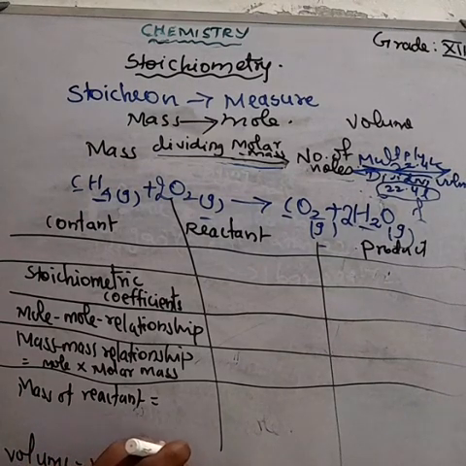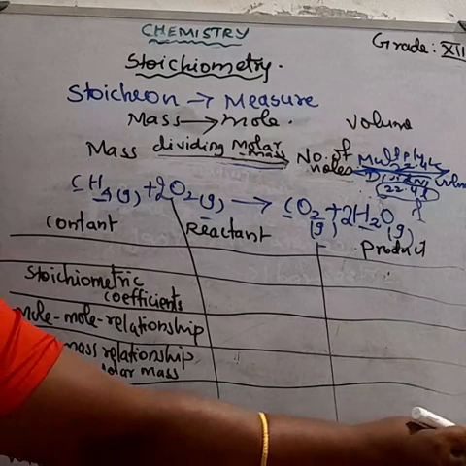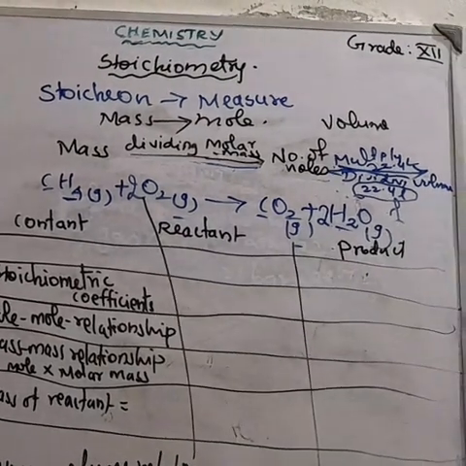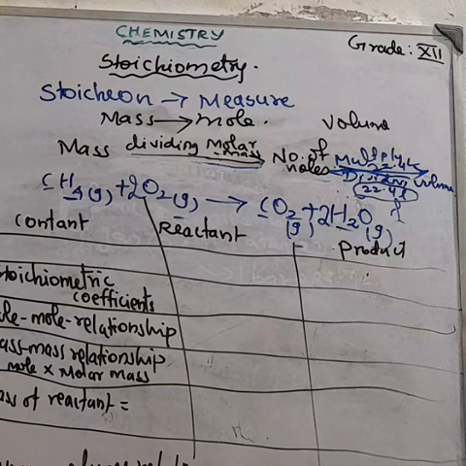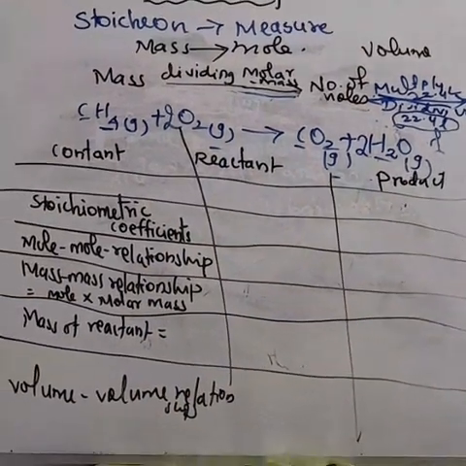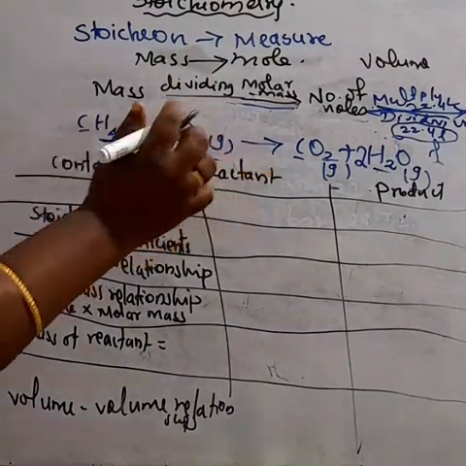Here, the reactants and products. On the reactant side, what substances are there? Methane first, second oxygen. On the product side, what are the products? Carbon dioxide in gas state and water, H2O in gas state.